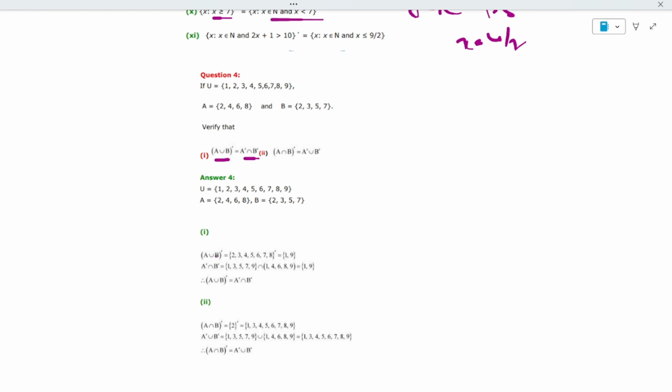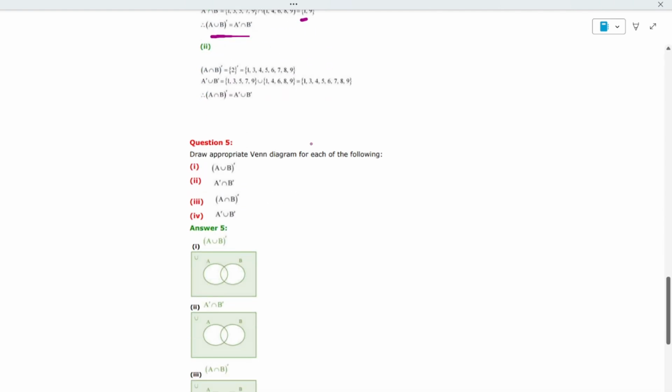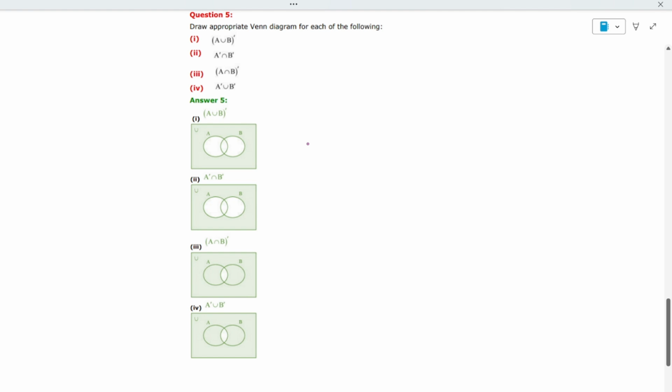See, here we have got (A union B) whole complement as 2, 3, 4, 5, 6, 7, 8. The complement of this will be 1 and 9, because they have given the universal set. And the common elements are 1 and 9. So yes, it is equal. And next, we have to find the same way A intersection B whole complement, and individually, you do the complement with union.